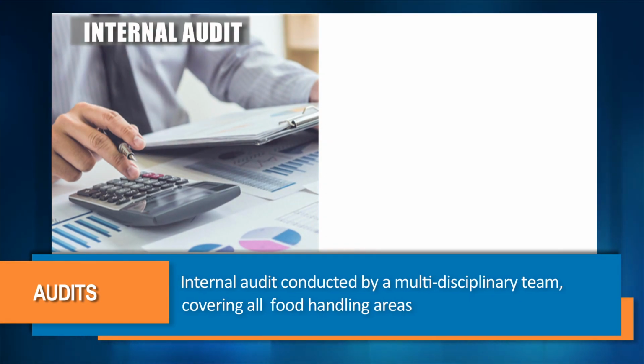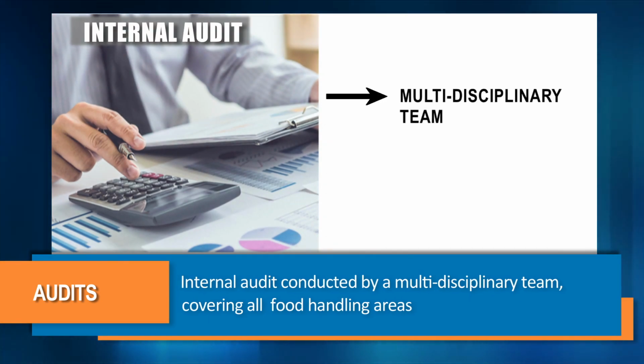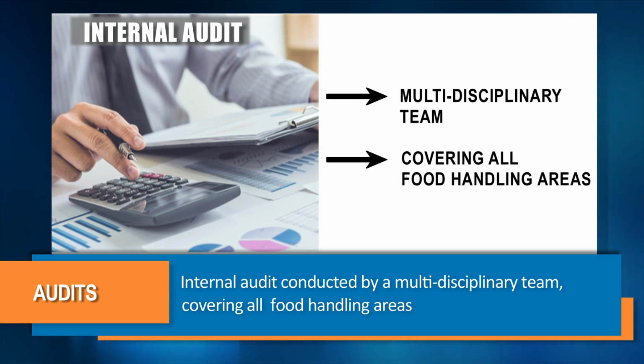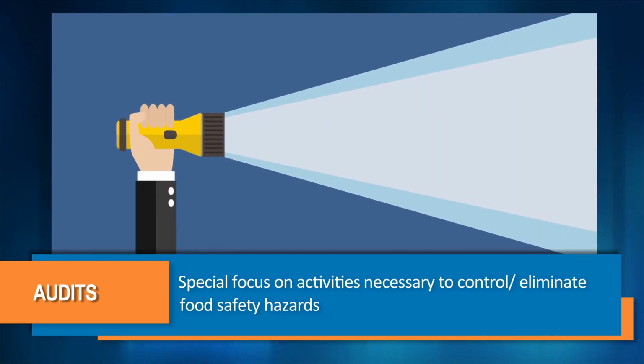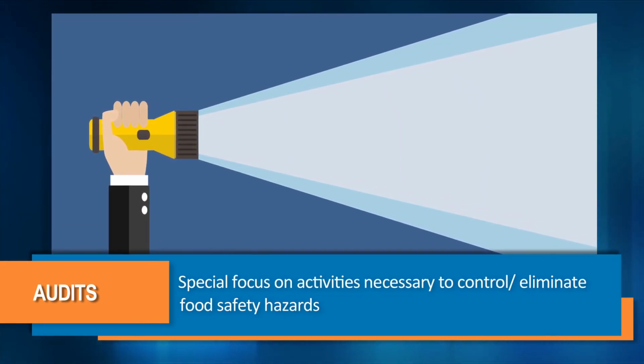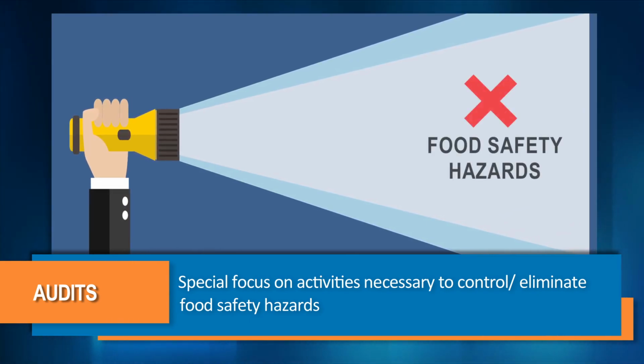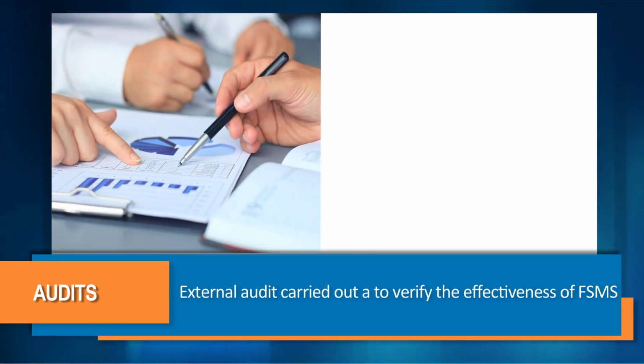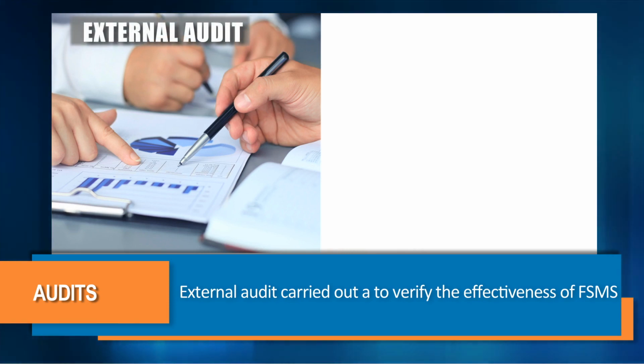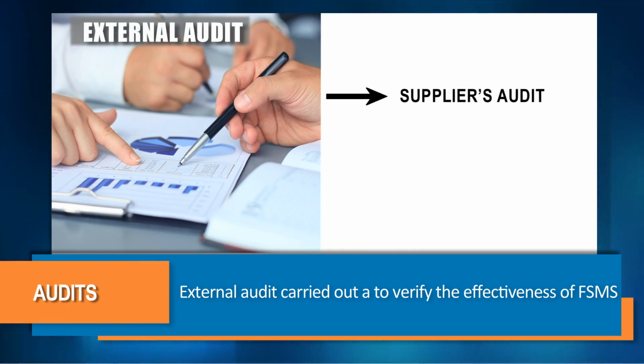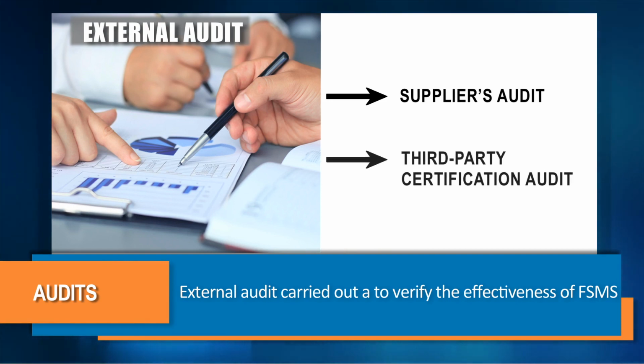The internal audit should be conducted by a multidisciplinary team which should cover all the food handling areas. There should be special focus on activities which are necessary to control or eliminate the food safety hazards in the food business. The external audit shall be carried out as a supplier's audit or third-party certification audit to verify the effectiveness of food safety management systems.